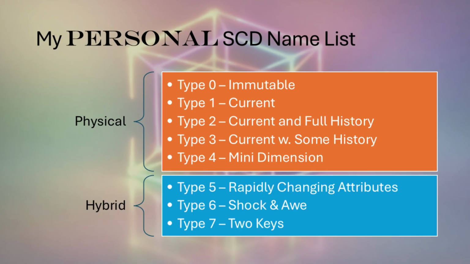The key distinction is this. Types 0 through 4 describe physical modeling patterns. The higher types describe usage patterns layered on top of those structures. Before those numbers existed, we described the patterns in plain language. For example, what we now call Type 7 used to be described as put both keys on the fact. Once you separate structure from usage, the rest becomes much easier to follow.